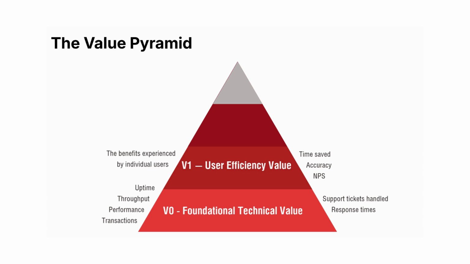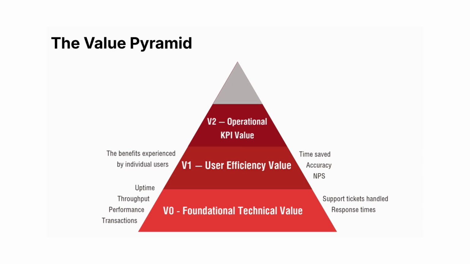For a customer support use case, a V1 example could be the average handle time per agent dropping from 12 minutes to 7. It's a real benefit. It's local to the user, and it still doesn't map to anything operational management is measured on.